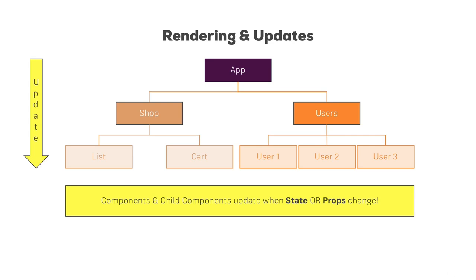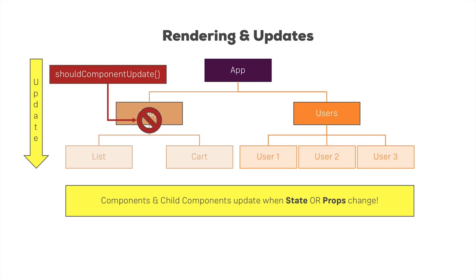And this also gives us an idea about what might be pure components and where this doesn't make too much sense. If list and cart depend on props which are distributed by shop, then maybe it makes sense to implement shouldComponentUpdate in the shop case and stop updating if the state didn't actually change, if we maybe called setState, but the properties in the state are still the same as before. And then list and cart won't be reached anyways.